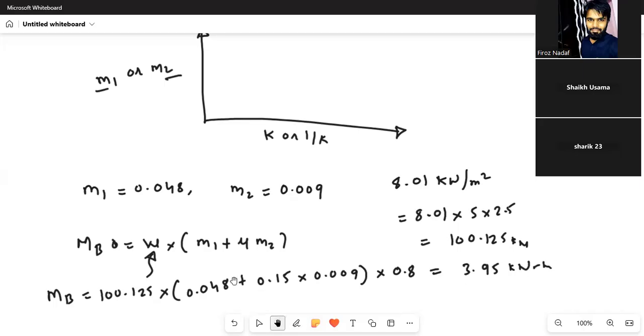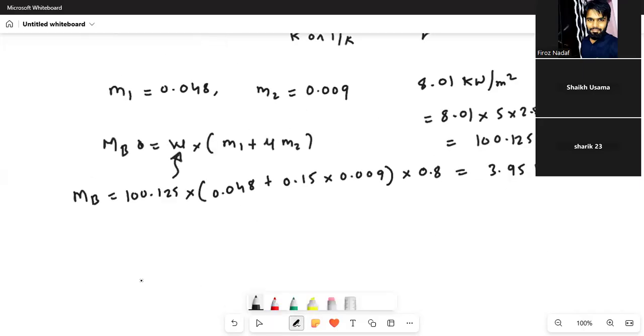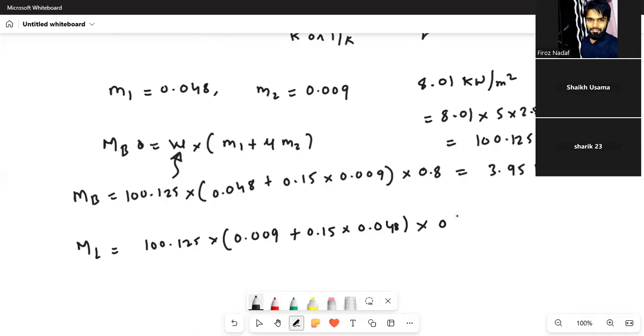And similarly, we can find the value of ML. ML equal to 100.125 into M2 0.009 plus 0.15, that is mu, into M1. M1 is 0.048 into 0.8.